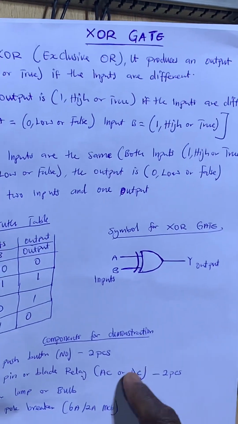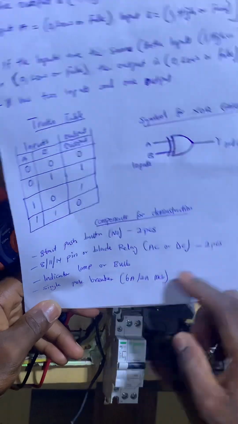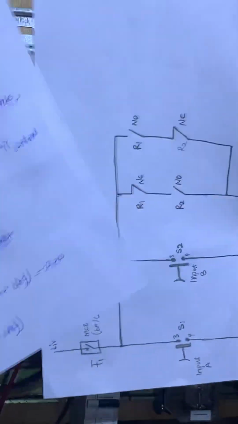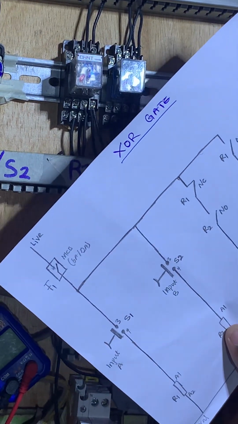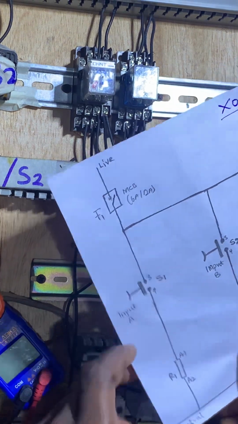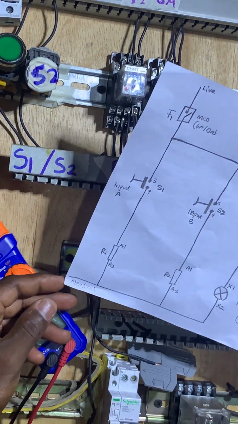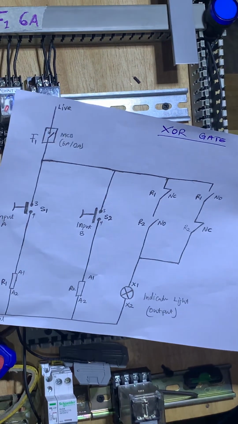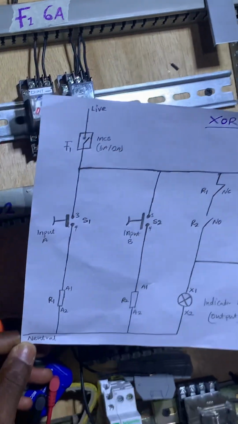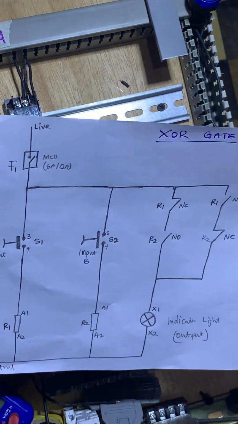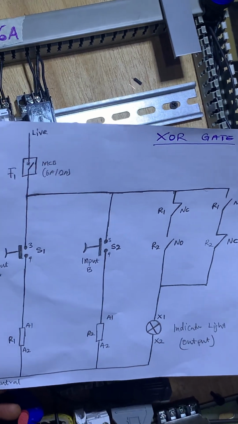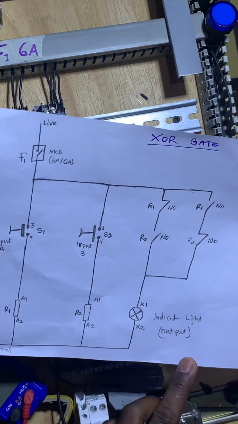These are the components needed here for the demonstration. Now let's move to the diagram, the control diagram. This is the control diagram that I designed using 2 relays and 2 push buttons, start push buttons having normally open contact with an indicator.